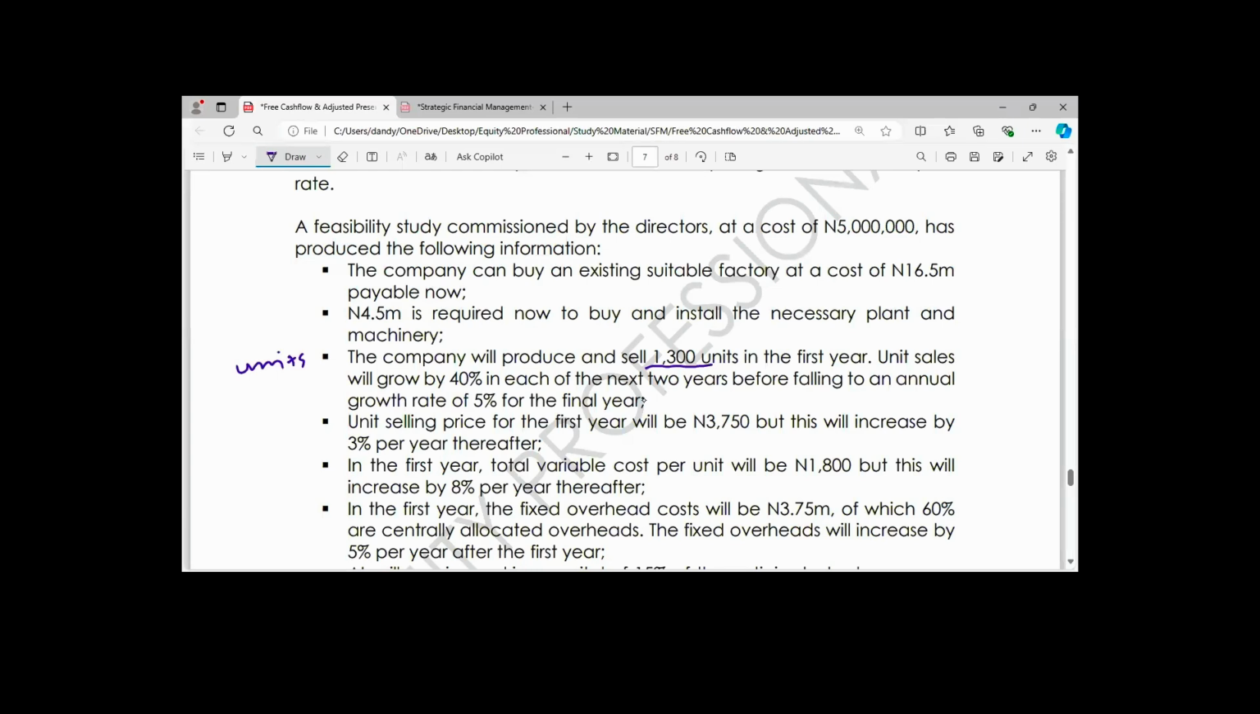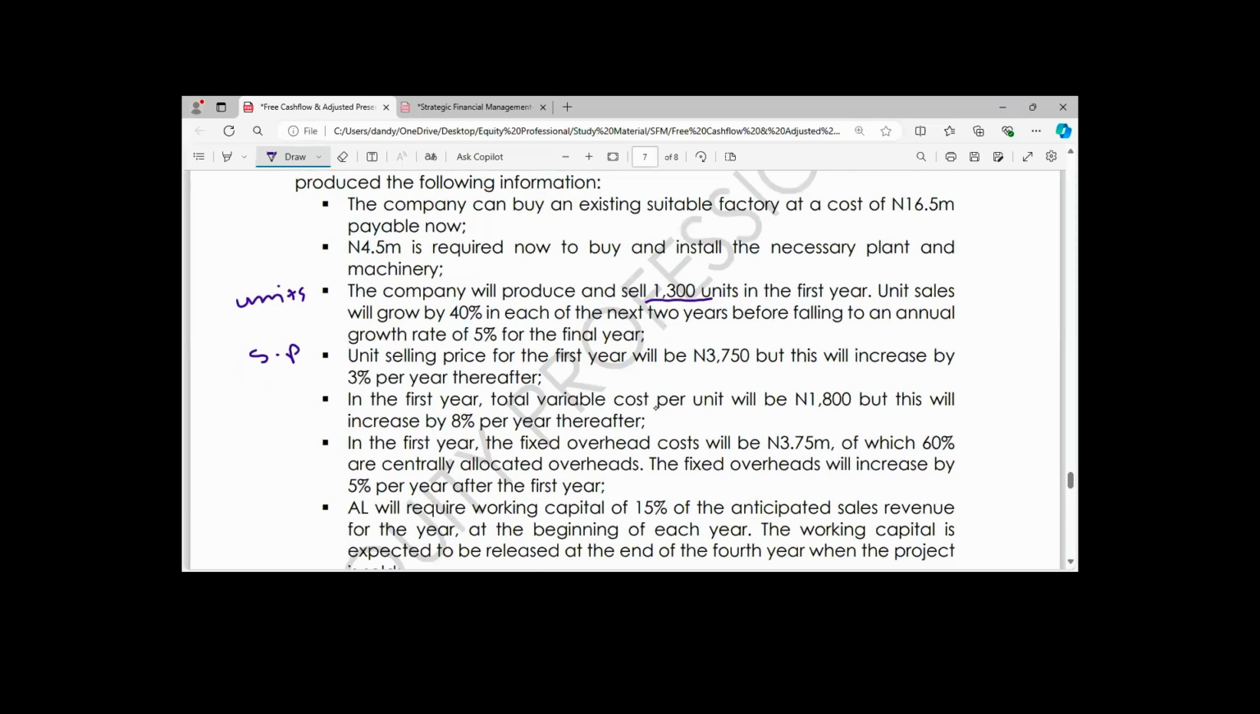Unit selling price for the first year will be 3,750 naira, but this will increase by 3% per year thereafter. In the first year, total variable cost per unit will be 1,800, but this will increase by 8% per year thereafter. In the first year, the fixed overhead cost will be 3.75 million, of which 60% are centrally allocated overheads. The fixed overhead will increase by 5% per year after the first year.